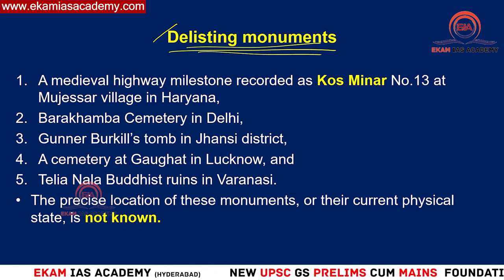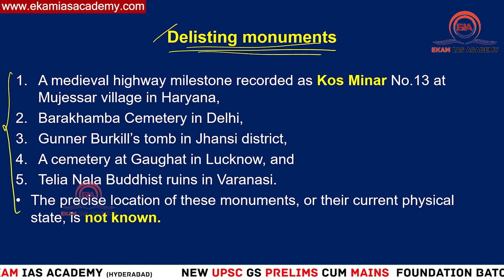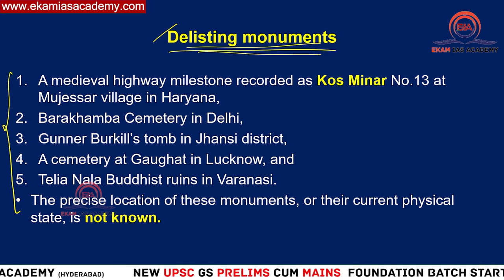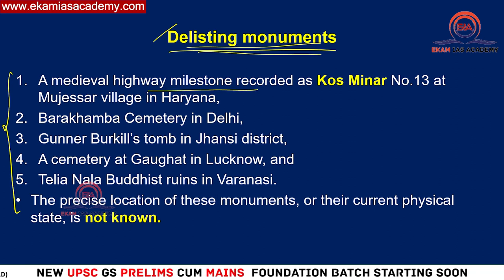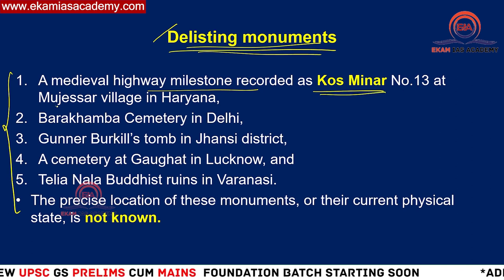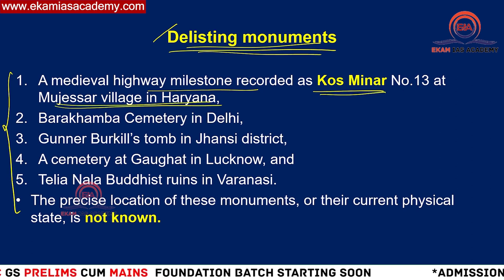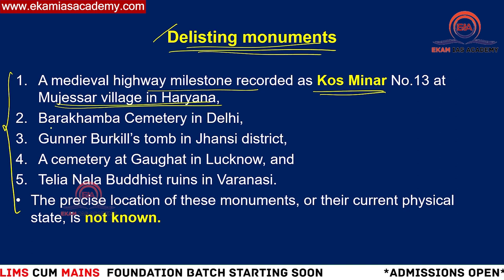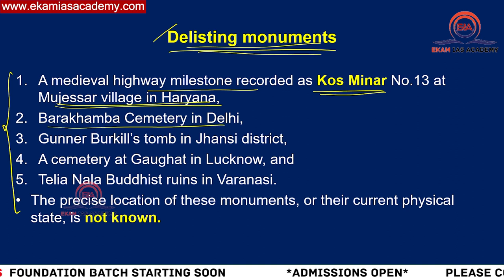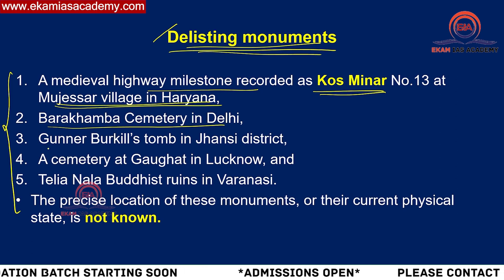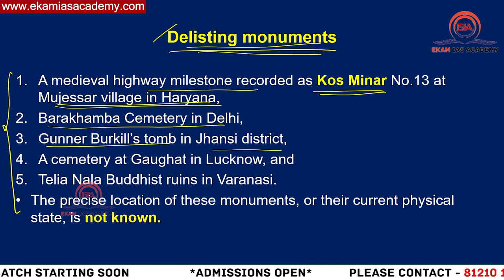Delisting means, here you can see these are the monuments which are specified by ASI that they are going to delist. You can read here, a medieval highway milestone recorded as Kos Minar number 13 at Mujesar village in Haryana. This is going to be delisted. Along with that, we have Barakamba cemetery in Delhi. Cemetery means a place where the dead people are buried. And we have General Barnes's tomb in Jhansi district.